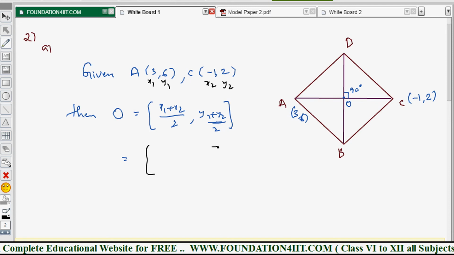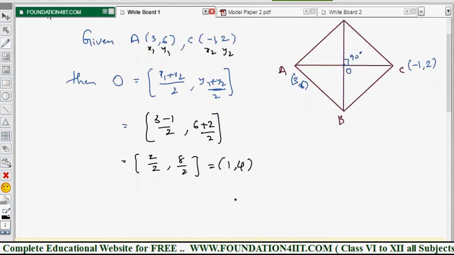Let's substitute in this question. x1 plus x2, so 3 minus 1 by 2, and y1 6 plus 2 by 2, right? Then you can simplify this. 3 minus 1 is 2, so 2 by 2 comma 6 plus 2 is 8 by 2, so that is 1 comma 4, right? Now this is the midpoint O.